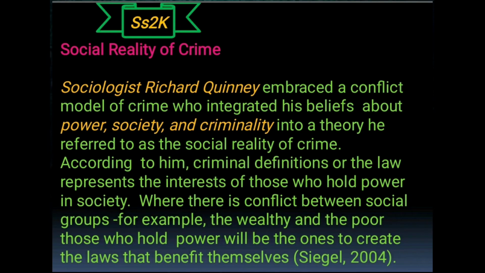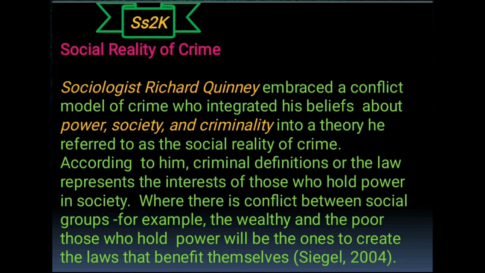Yan. So ano naman po yung social reality of crime? Sociologist Richard Quinney embraced a conflict model of crime who integrated his beliefs about power, society, and criminality into a theory he referred to as social reality of crime. According to him, criminal definitions or the law represent the interest of those who hold the power in the society, where there is conflict between social groups. For example, the wealthy and the poor, those who hold the power will be the ones to create the laws and that benefits themselves. So ang social realization ng mga mahihirap, sabi dito, ay ginagamit lamang ng mga mayayaman yung batas para protektahan yung kanilang sarili. Kaya nagkakaroon ng krimen. Diba?